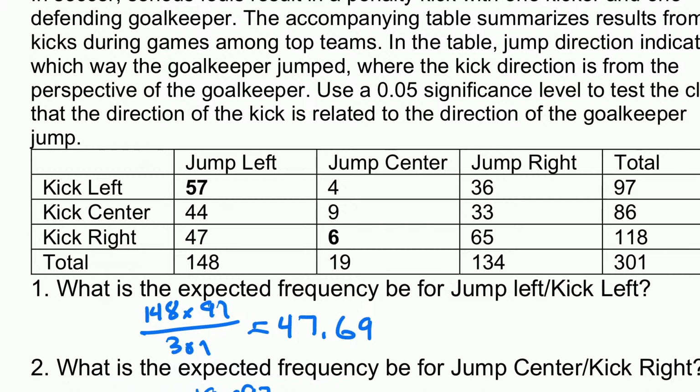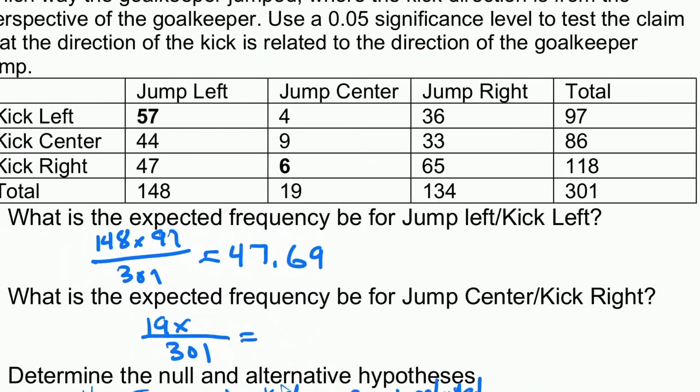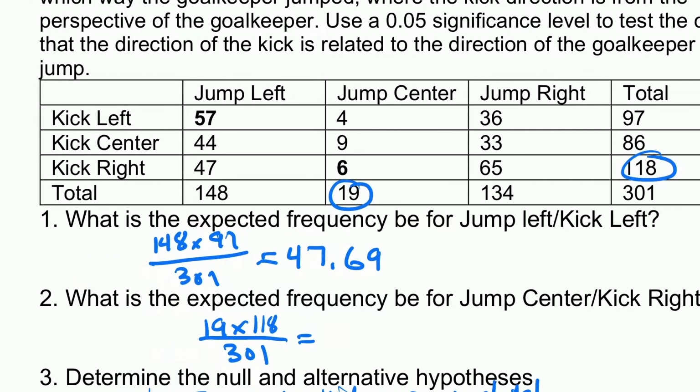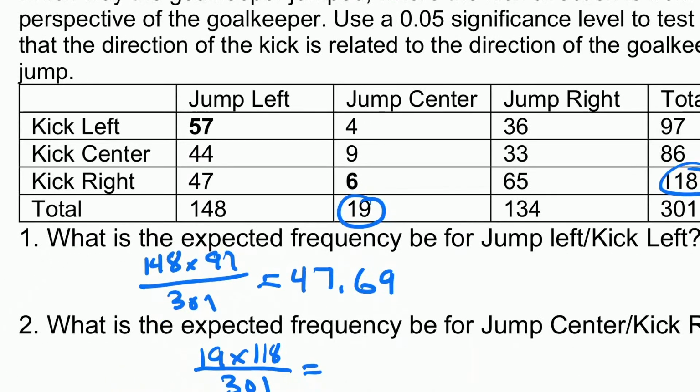Same thing with this one. This one is jump center, kick right. So jumping center, kicking right. Oh, did I pick the wrong one? I think I may have done the wrong one here. Yeah, I did. Jump center, kick right. I did kick left. Here, let me fix that. Get rid of this. Get rid of this. And let's start again. So kick right. Yeah, that's 118. Yeah, so it's 19, 118. Oh, look, I've got them bold-faced. I didn't even notice that. They're the ones that we're interested in. But anyway, so there it is.